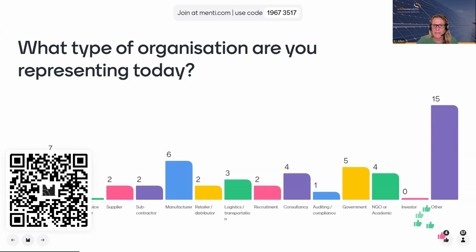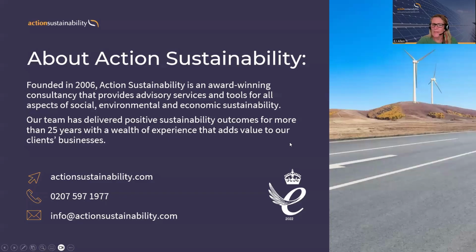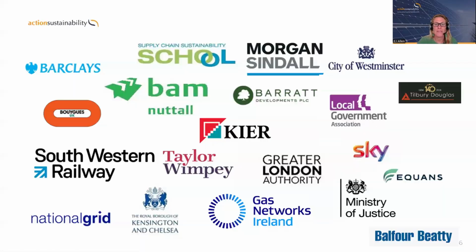Let me just go back to my slide deck. A little bit about us. Who is Action Sustainability? We've been around since about 2006. We're an award-winning consultancy. We provide advisory services and tools for all aspects of social, environmental and economic sustainability. From a modern slavery perspective, we've been collaborating in this space since back in 2014, just before the Modern Slavery Act came out. Here are some of the clients we've supported with their modern slavery due diligence, both in their own operations and their supply chains.